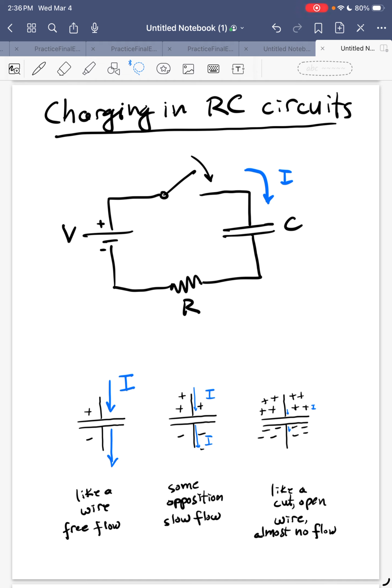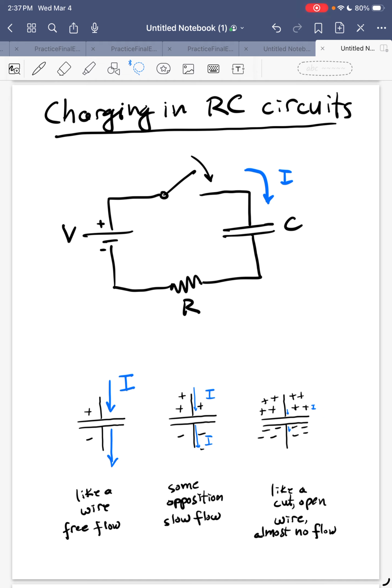So over a long period of time, what eventually happens is the capacitor reaches its capacity. It can't take any more positive charge and it can't take any more negative charge. And in the limit, what happens is the current doesn't only just get smaller, it disappears and goes to zero. So here's the picture. Right when you close the switch, the current is strong. And then as you wait longer, the current gets less, and then it gets less, and then it just drops to nothing.